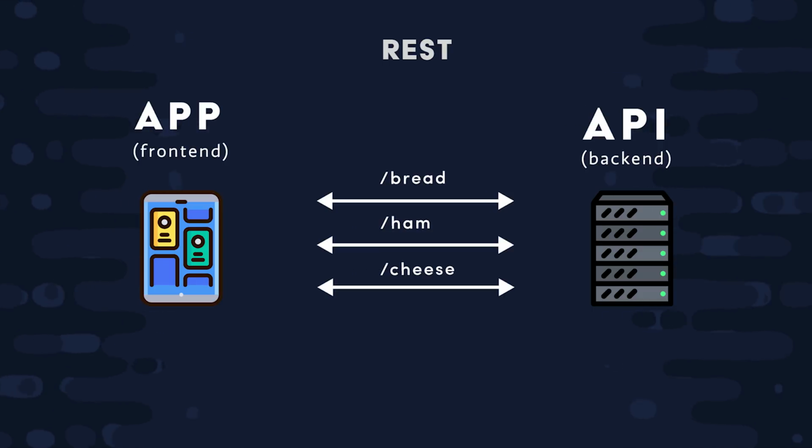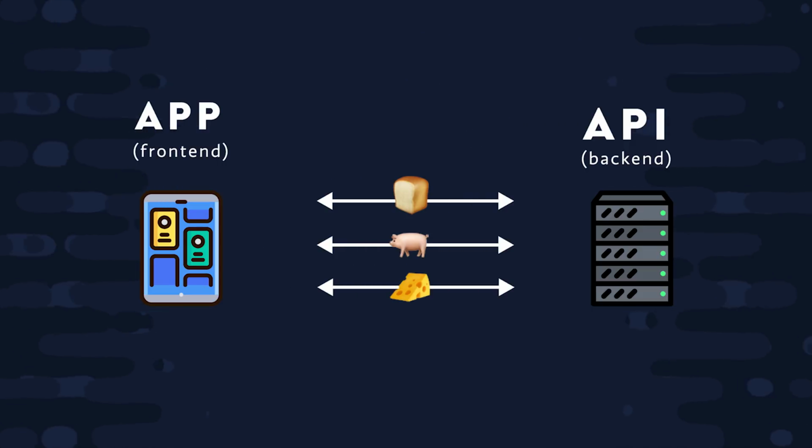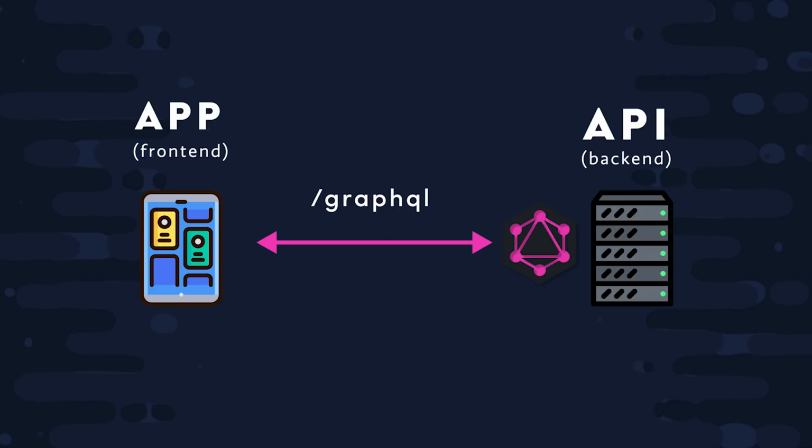Each request is mapped to its own unique URL, and each response from the server would contain the full JSON payload with everything that we need, like the full loaf of bread, a full pig, and a full wedge of cheese. Even though our front-end application doesn't necessarily need all that data, we can just filter it out in the front-end code. Now, in GraphQL world, things are quite a bit different.